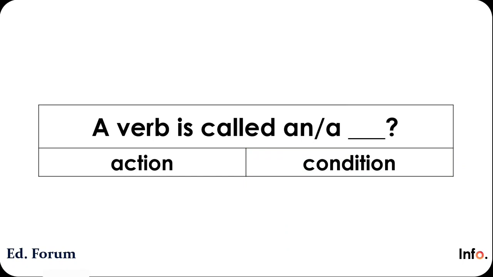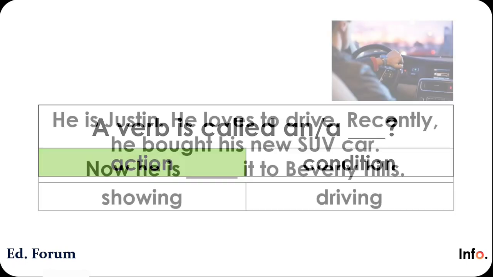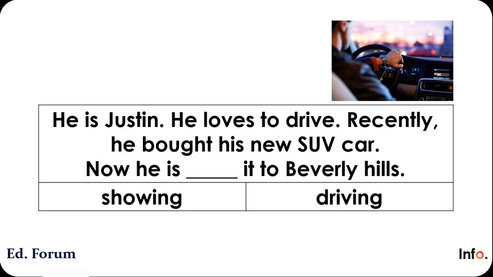Then we have: a verb is called an or a dash. A verb is called action. Director Saab, do you remember Director Saab? That's called action. Okay. Then: he is Justin. Oh hi Justin. He loves to drive. Oh okay. Then he's my brother.